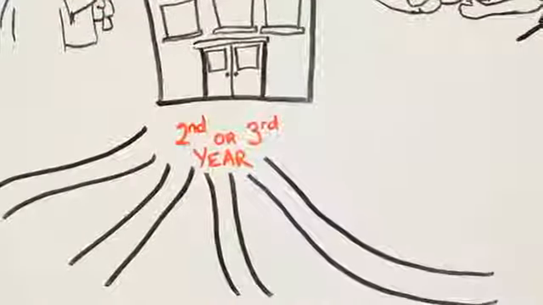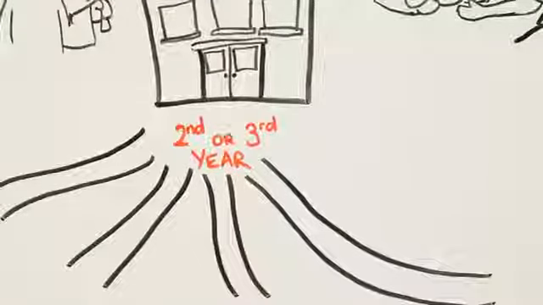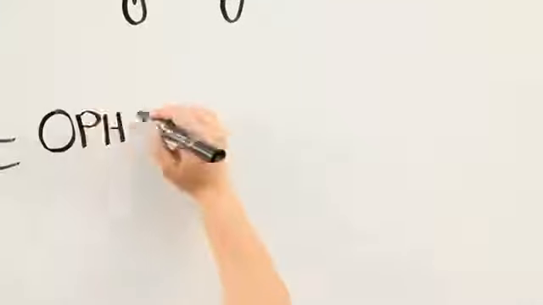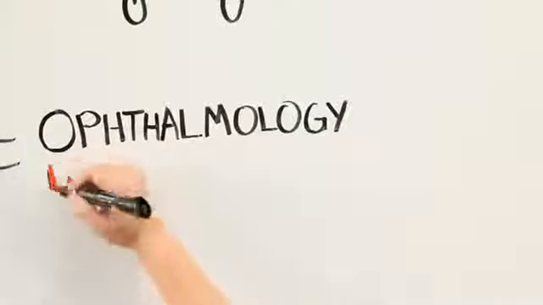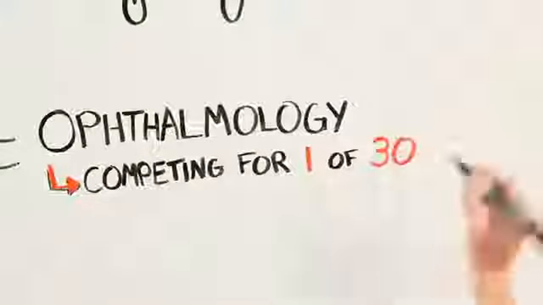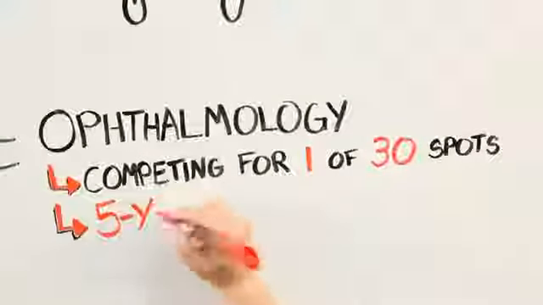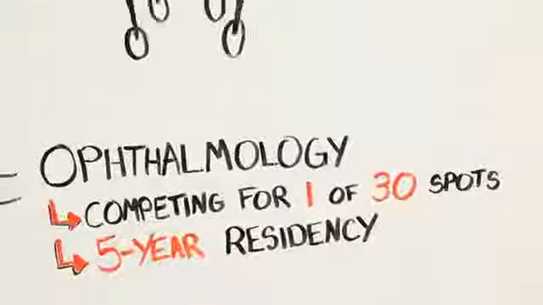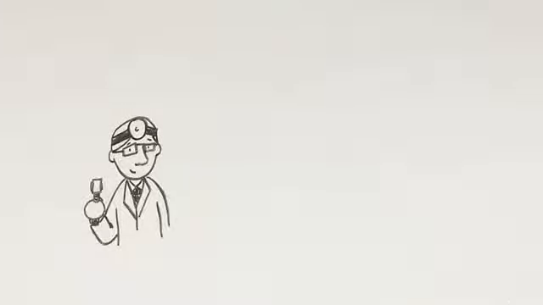Usually towards your second or third year of medical school, you decide in which area you would like to specialize. If you decide to pursue ophthalmology, you are competing for one of only 30 spots in the country, and you must commit to a 5-year residency program. Because ophthalmologists go to medical school before their residency, they are known as IMDs.